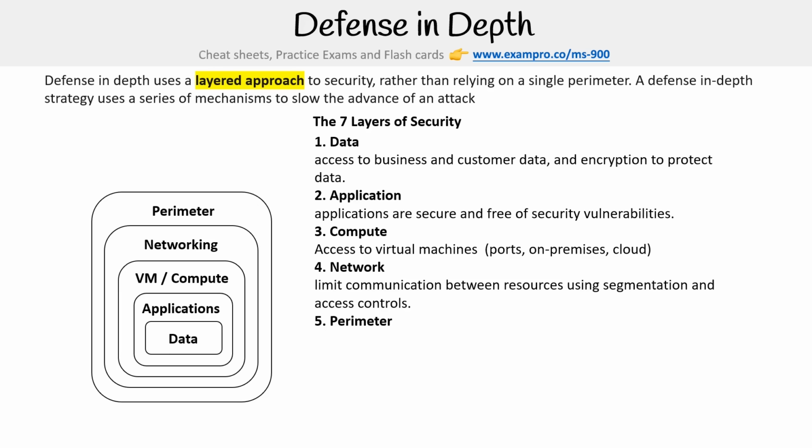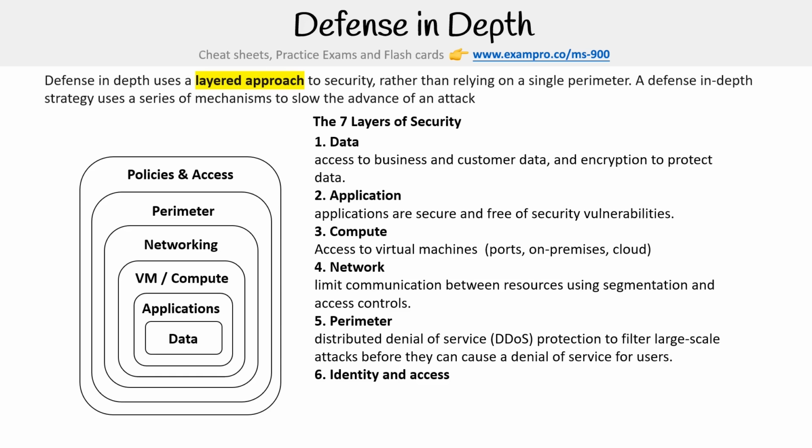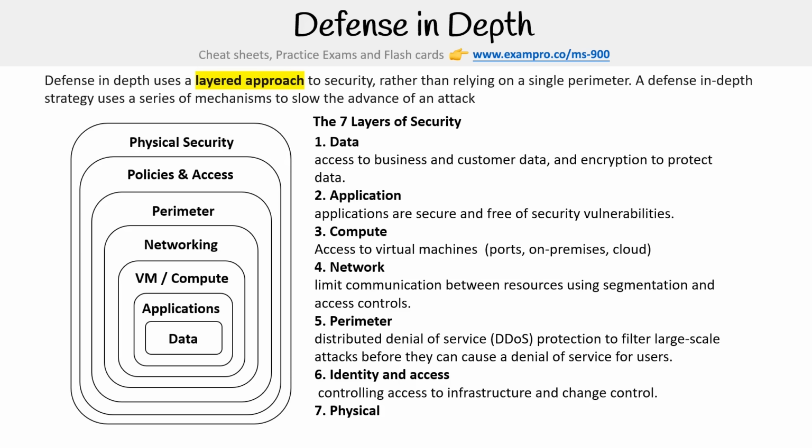Then you have perimeter, so distributed denial of service protection to filter large-scale attacks before they can cause a denial of service for users. Identity and access, so controlling access to infrastructure and change controls. And then you have physical security, so limiting access to a data center to only authorized personnel. So the idea is that if you really want to get to the data, you've got to go through all the steps here. These are all the layers of defense.